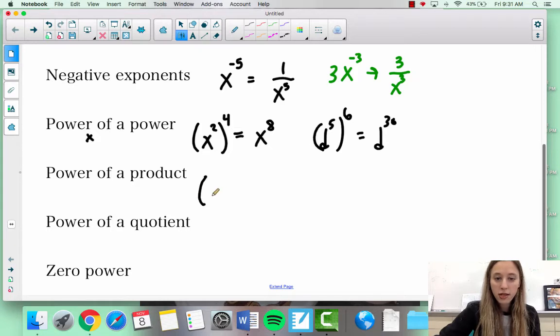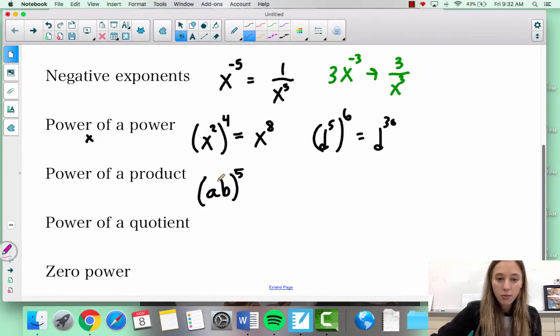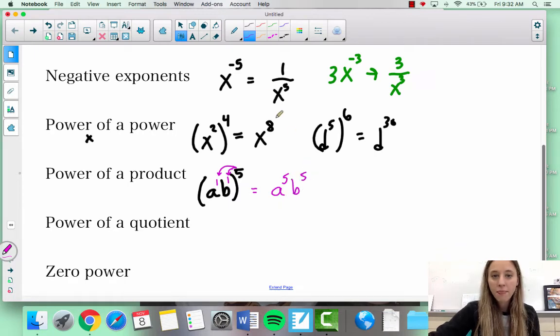I might have 2 things in parentheses, for example, a times b, all to the 5th power. So what this tells us is we're actually going to be distributing our exponent, because each of these variables has a power of 1. So what I'm going to do is take 5 times both of them. So this is going to be the same as a to the 5th times b to the 5th. Okay. And this would work for any variables or numbers.